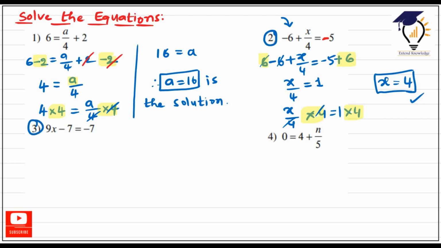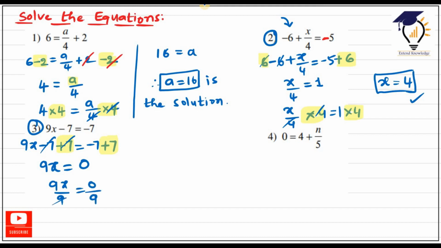Next, question number 3 here, 9x minus 7 equals negative 7. So I am trying to add 7 on either side. Adding 7 here, you can see clearly, 7 is being added on either side. So negative 7 and 7 cancel off, 9x is equal to 0. So I am dividing by 9 here, so 9x over 9 is x, and 0 over 9. So 9 cancels off, x is remaining, and on the other hand side 0 over 9 is 0. 0 divided by anything is 0. So x is equal to 0 is the solution of this equation.